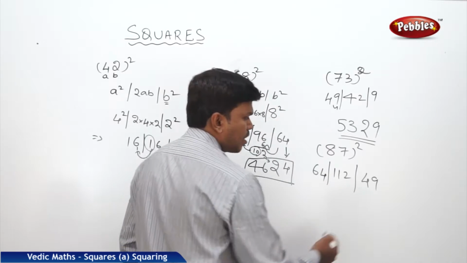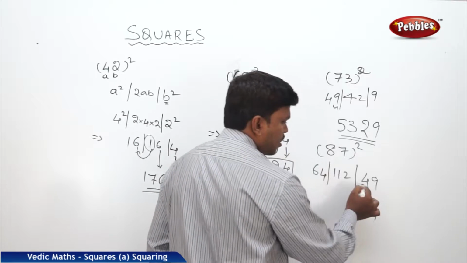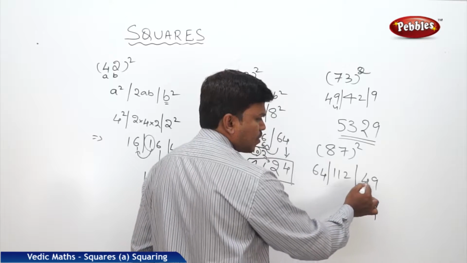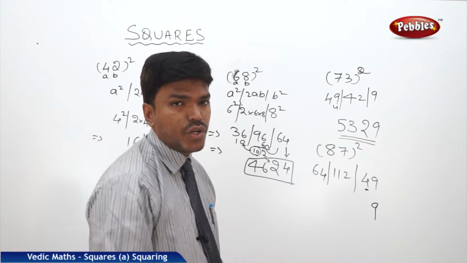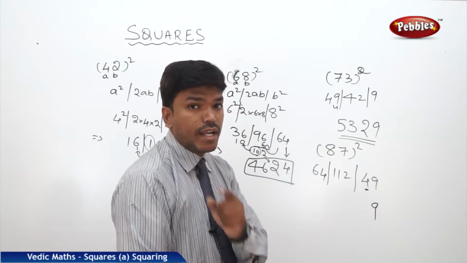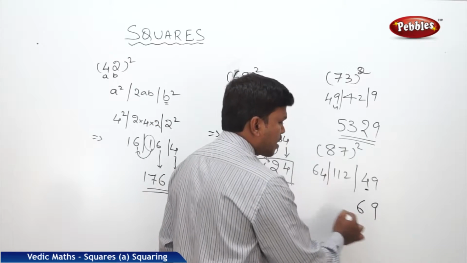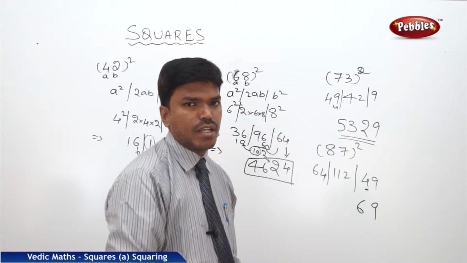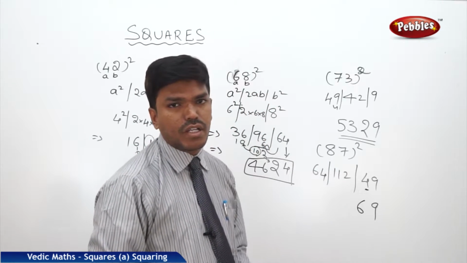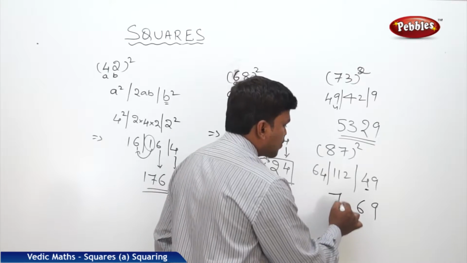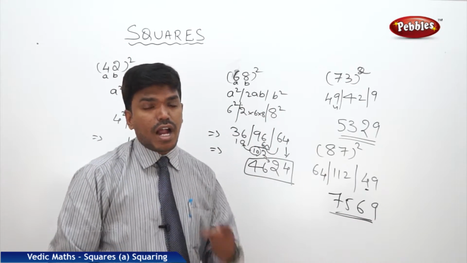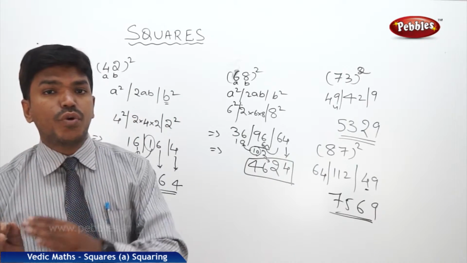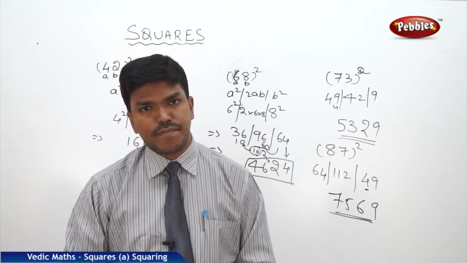Now balance this one. Start from the right side. 9. So carry forward to the next number, that is the tens place. 112 plus 4. What is 112 plus 4? 116. In 116 I am dropping the 6 and carrying the 11. 64 plus 11, how much? 75. So what is my answer? 7569. Like this you can calculate from 10 to 99.